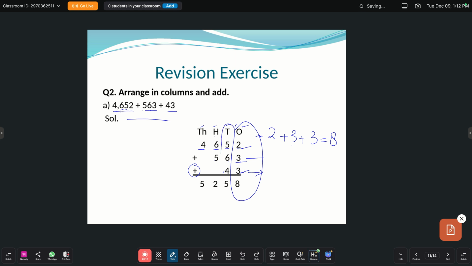Now move to the tens column. Here we have in the first addend 5. Then we have 6. Then we have 4. So let us add them. Let us find their sum. So 5 plus 6 is 11. 11 plus 4 is 15. So we will write only 5 at the ones place of this sum. The digit at the tens place we will carry over to the hundreds column.